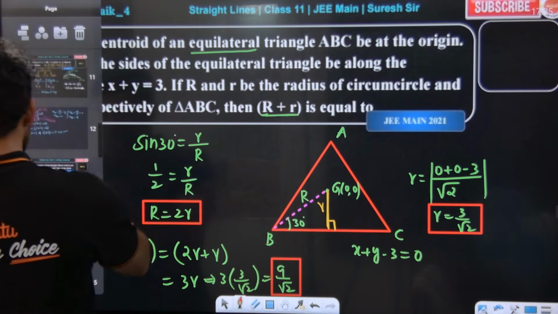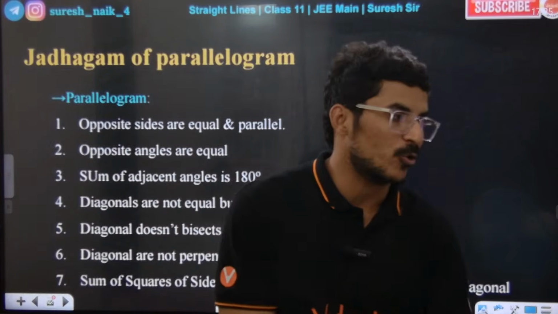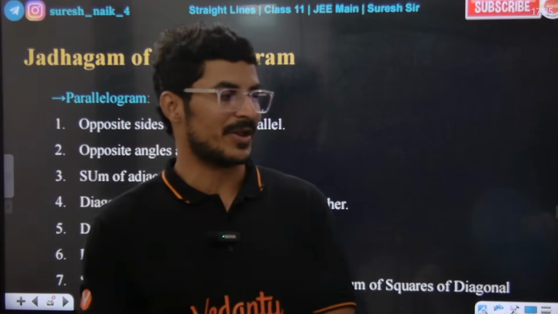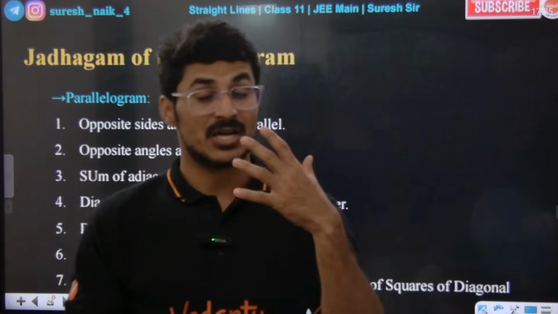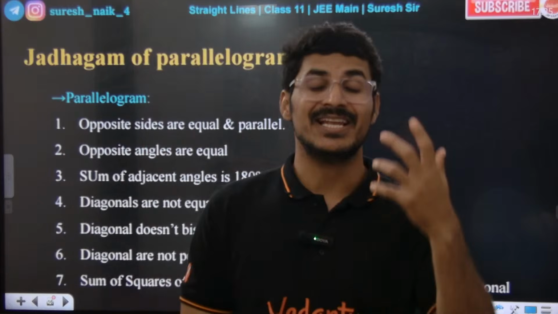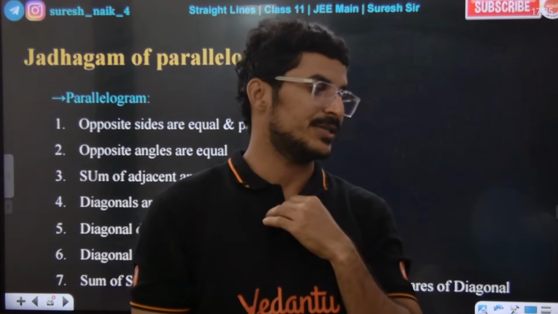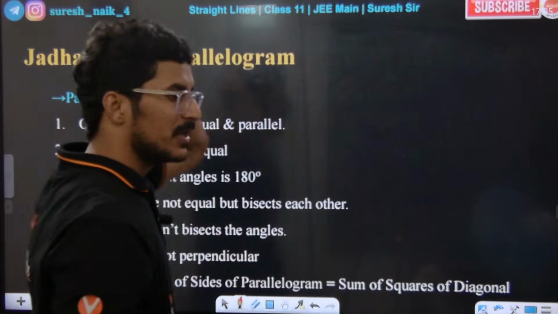Next we'll talk about a few important points. Properties of parallelogram, very important. Properties of rhombus, properties of trapezium, properties of cyclic quadrilateral. These are very important points. A little basic, but very important.